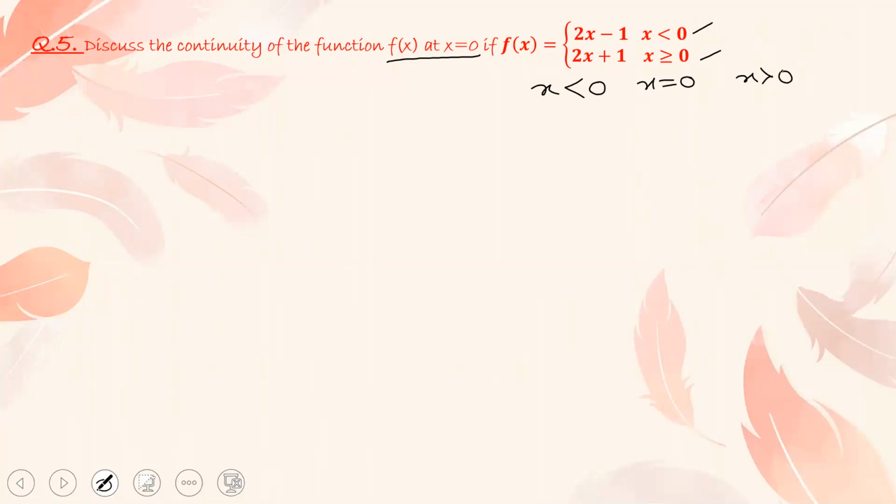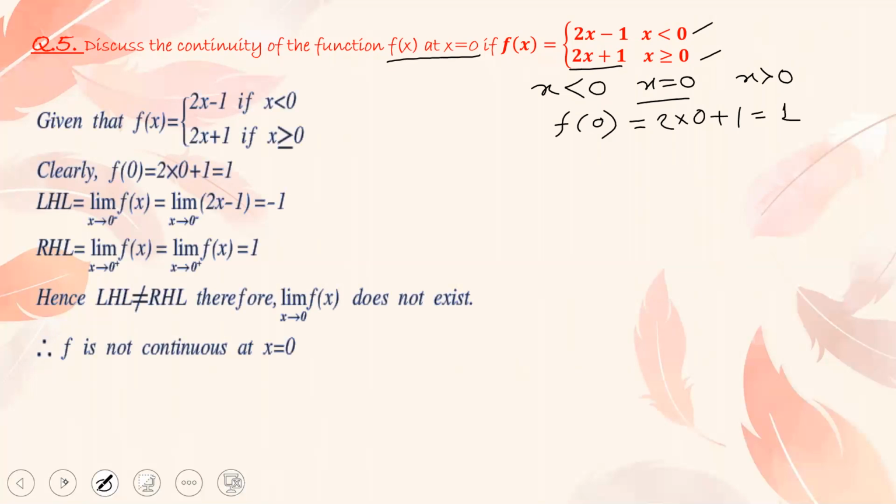So first check this x less than 0. Now what is the value of f of 0? By this definition, that is 2 into 0 plus 1, that is only 1. Now check the limiting value of the function at x equals 0. So first check the left hand limit, x tends to 0 minus of f of x.